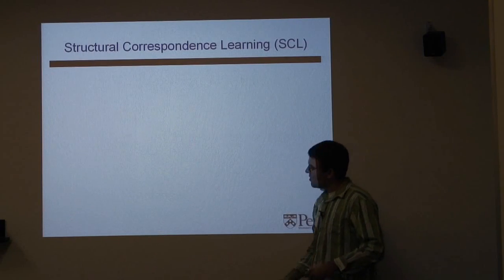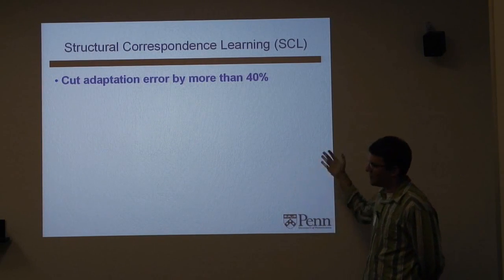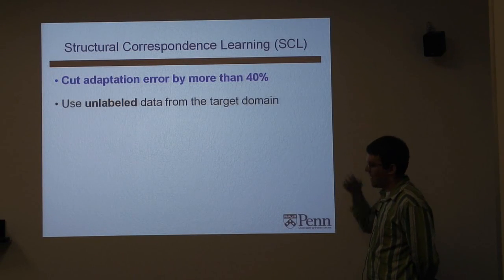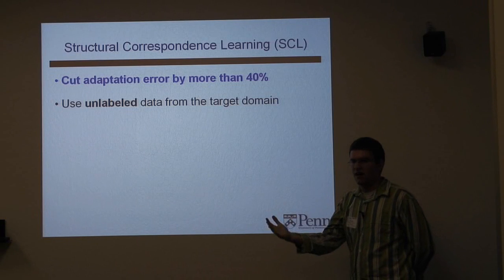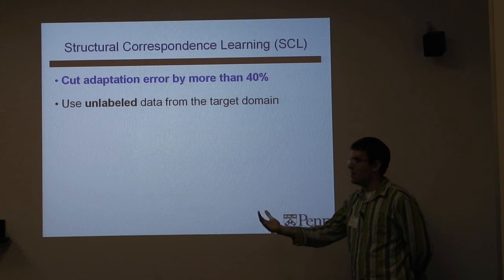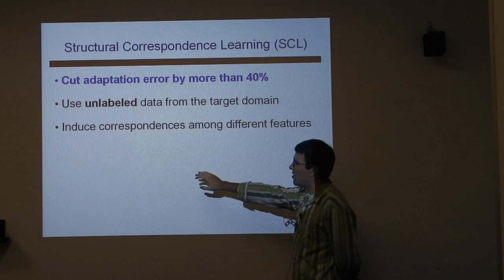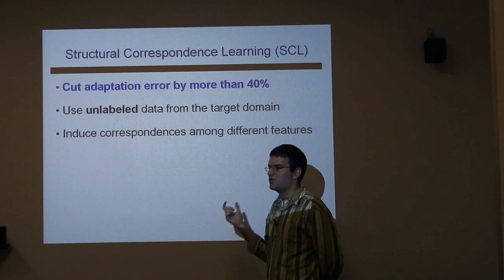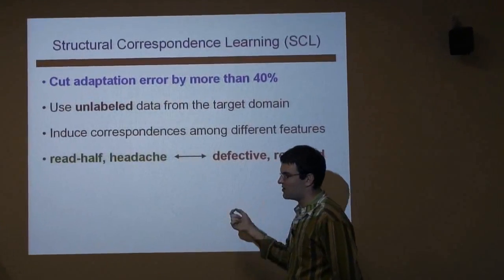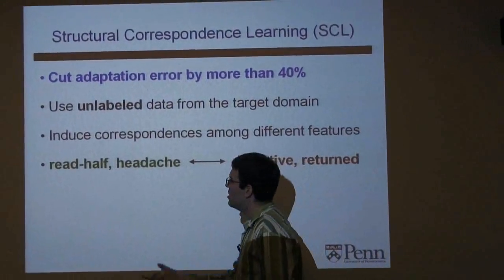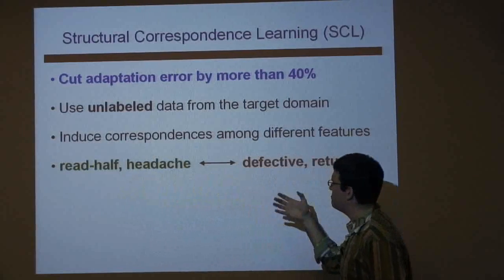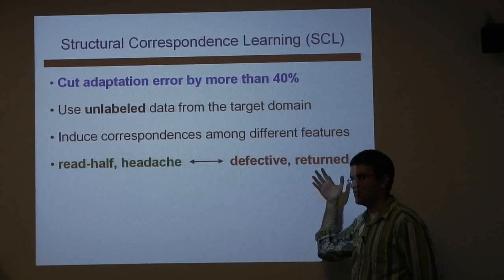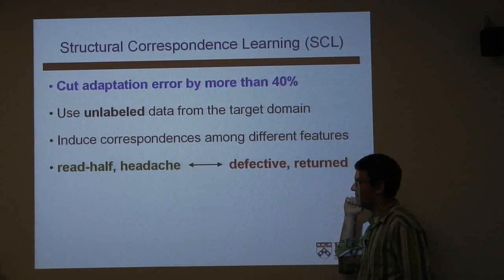Okay, so structural correspondence learning will cut this error that I was showing you by 40%. The basic idea is just to use unlabeled data from the target domain. The reason we call it correspondence learning is that we're going to induce correspondences among features from the different domains. In our sentiment example, the bigram "read half" in books is sort of like the word "defective" in kitchen appliances, right? They roughly mean the same thing.